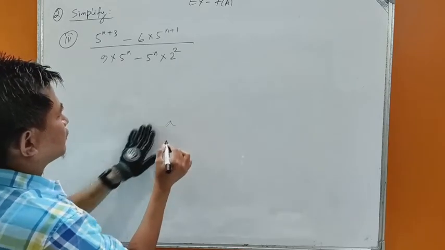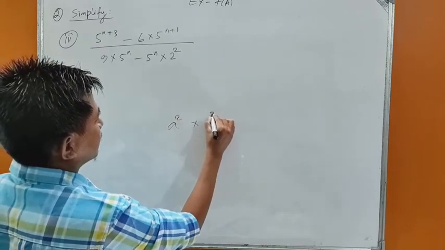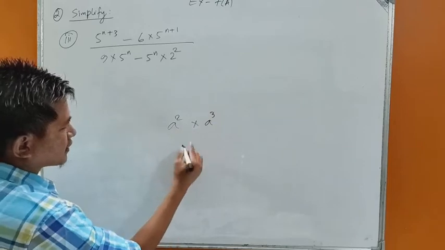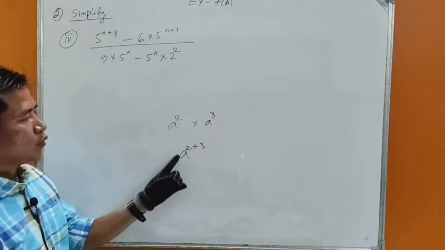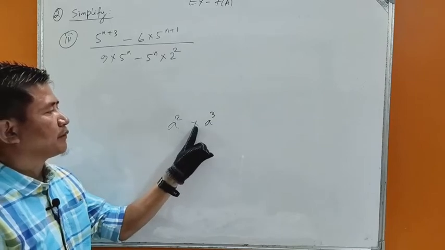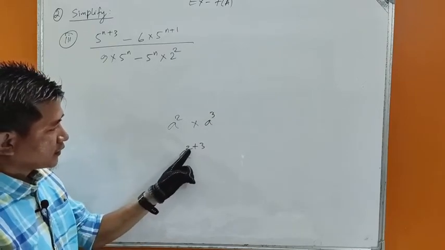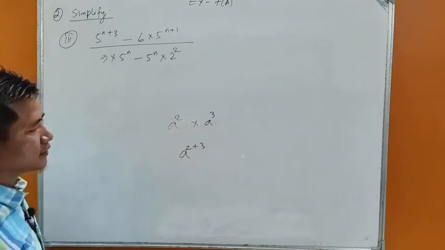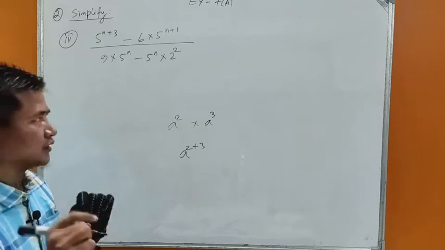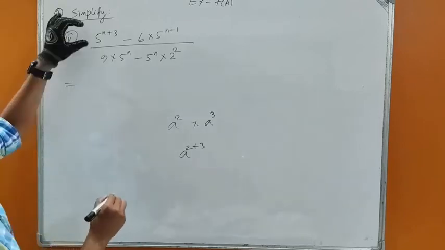Suppose we have a square into a cube. What we do is, the bases are the same, so we write 2 plus 3, isn't it? When the bases are the same and they are multiplied, the powers are added. So basically the power 2 plus 3 means a square into a cube, isn't it? Are you getting me? Yes. So I am going to apply the same rule here.